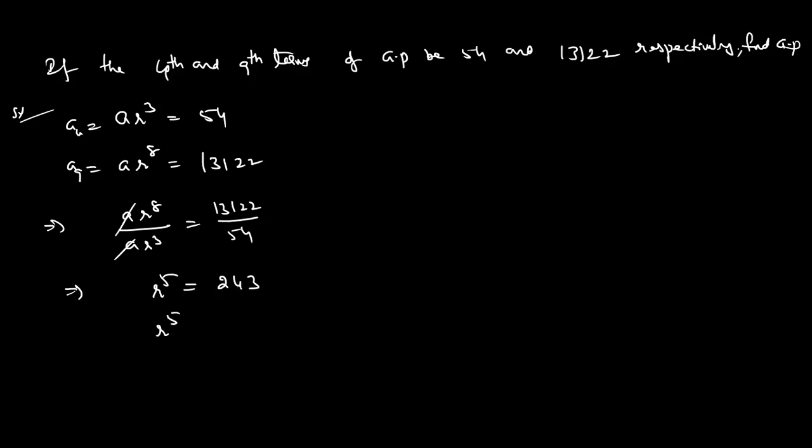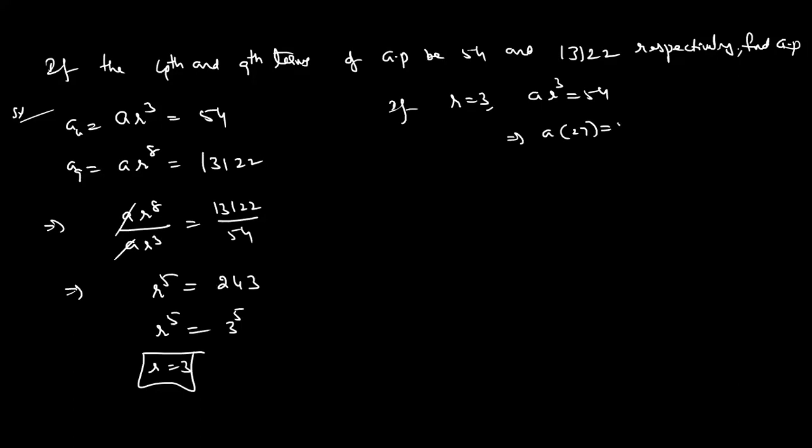243. R power 5 is equal to how much? 243 means how to write, anyone? 3 power 5. So comparing this, R is equal to 3. If R is equal to 3, then what is the value of A? Only 1. So A into 27 is equal to 54. So A is how much? 2. A is equal to 2.